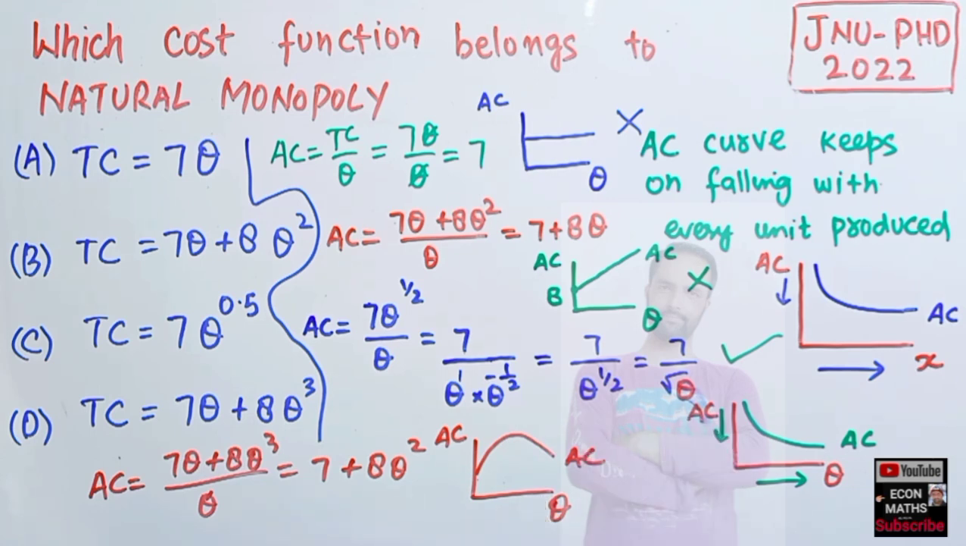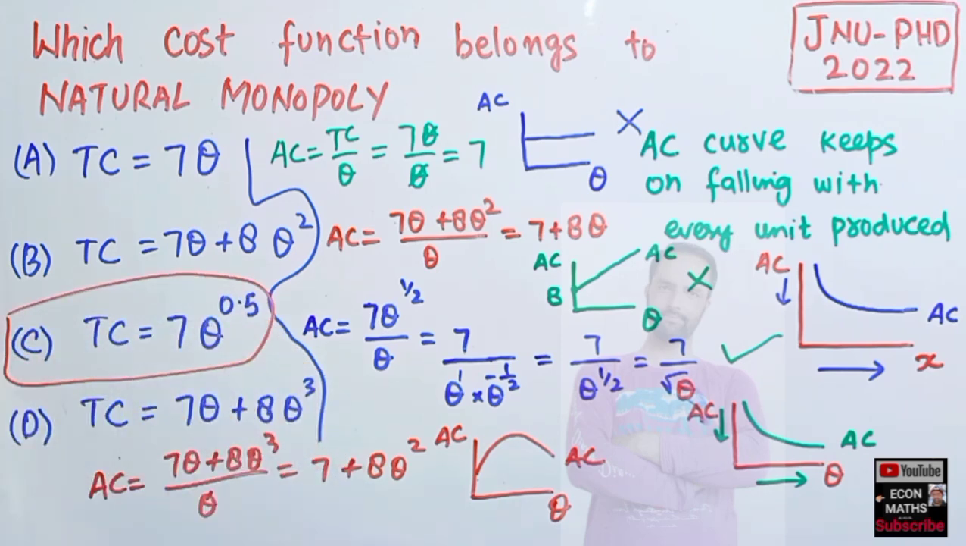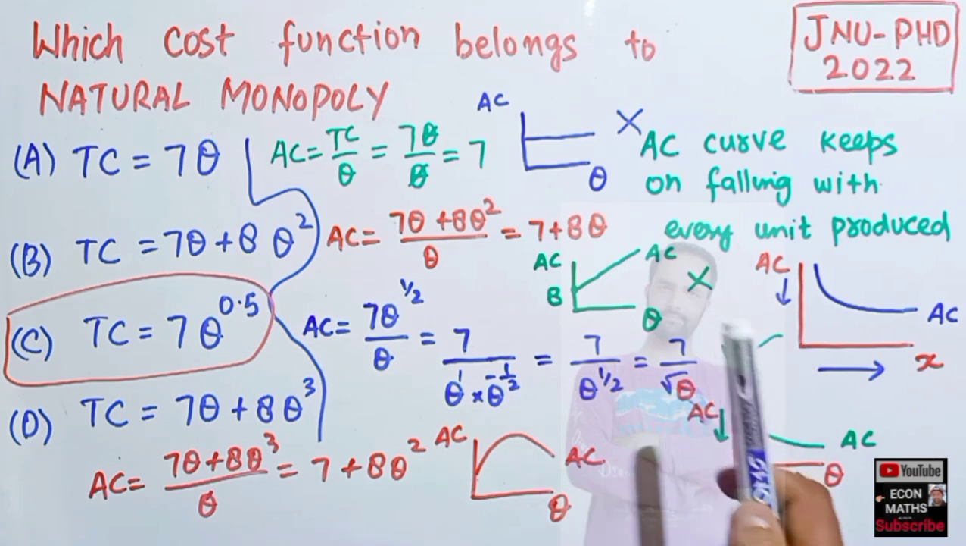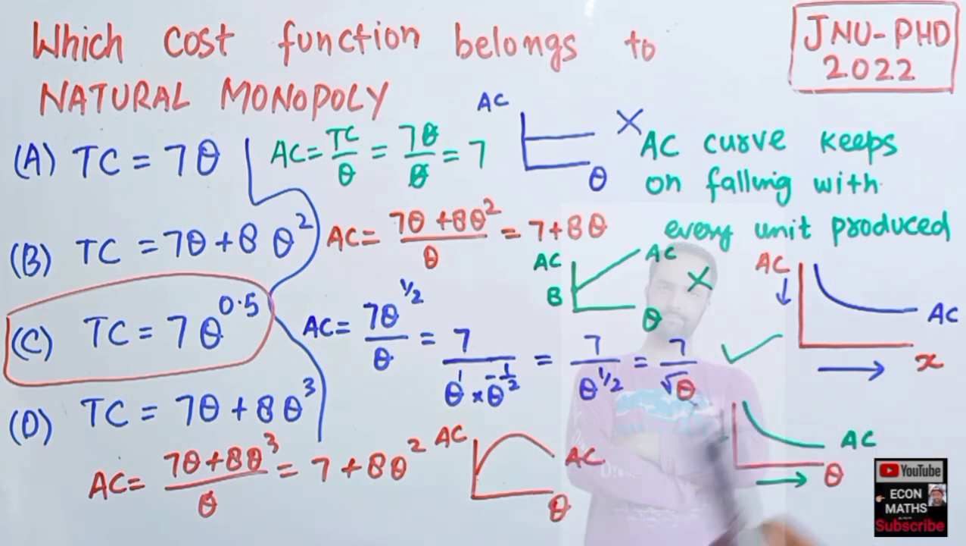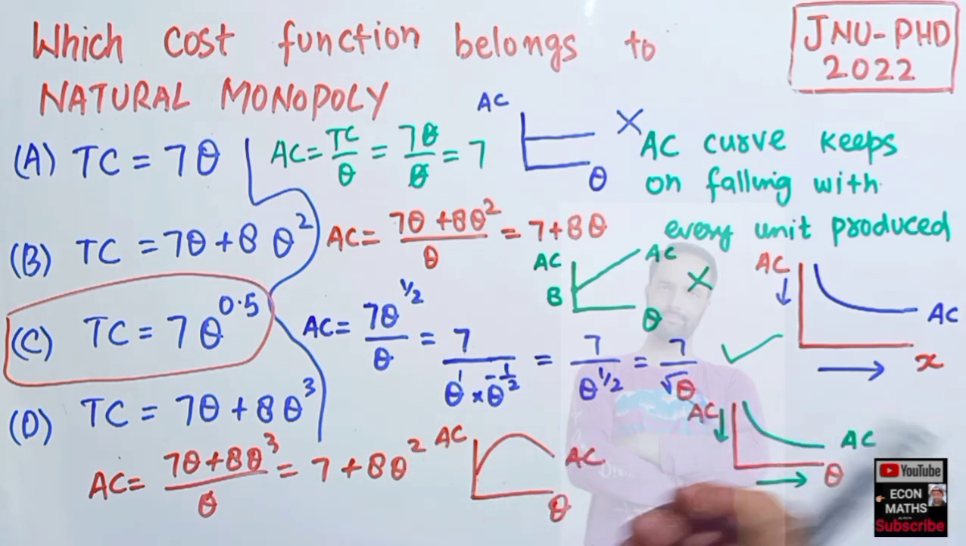So only this option should be correct, because for a natural monopoly, the average cost curve keeps on falling with every unit produced due to the continued increase in the economies of scale that results from the firm's high level of efficiency.